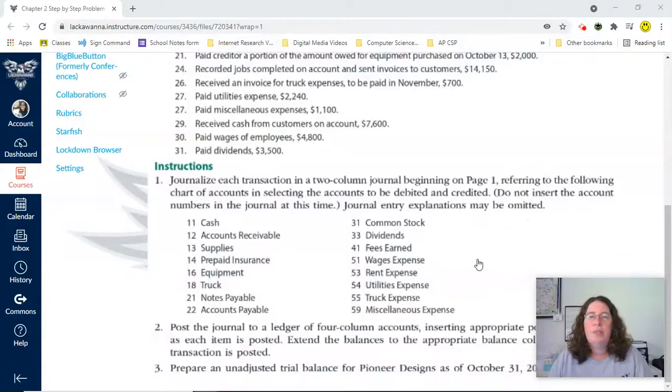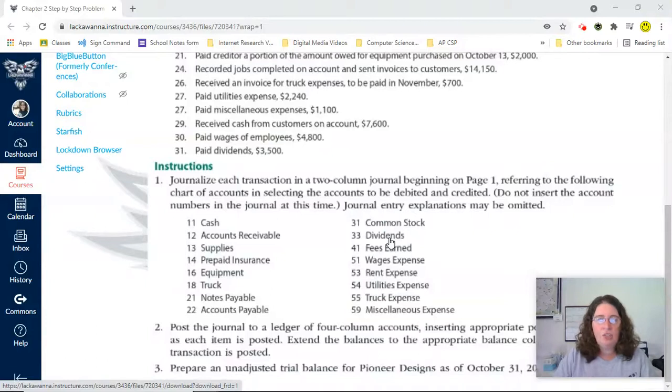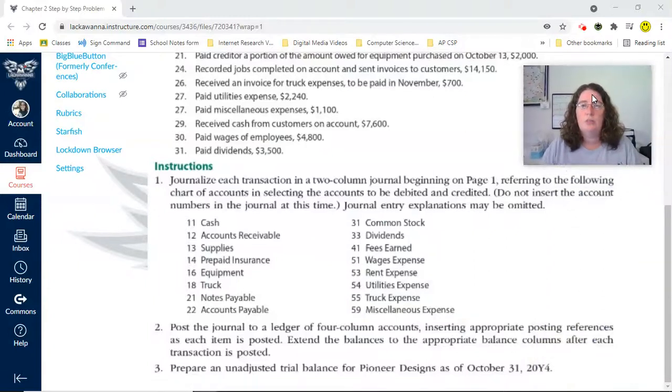Now, let me make something extremely clear. When you are journalizing entries, the only things that can go in the account title column are the account titles that are listed in the chart of accounts. You cannot make up accounts. You cannot use wording that doesn't match the chart of accounts. The account titles that go in the account title column have to come from the chart of accounts. Okay? This also helps you because it gives you hints as to how to journalize those transactions.